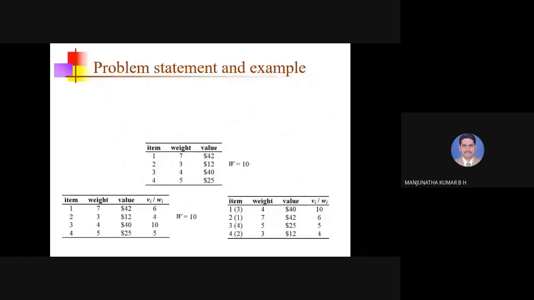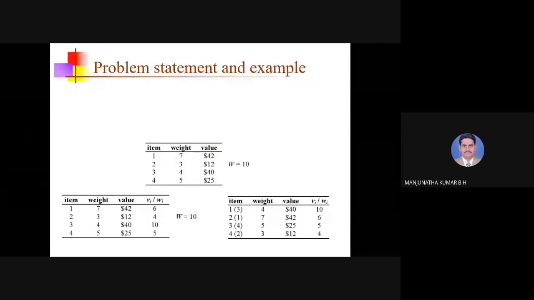We have to solve this problem using the branch and bound technique. The very first table you are observing, you will get a problem like this in your exam. The first column tells you the item number. The second column is the weight of each item, and the third column is the value, the profit of each item. Big W means capacity. In this example, I have taken 10 as the maximum capacity of the knapsack.